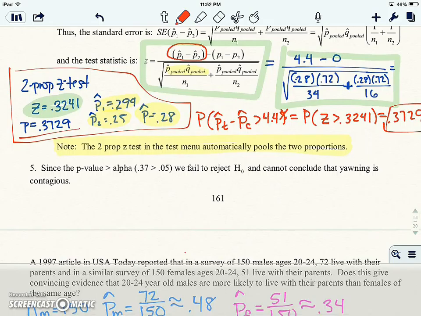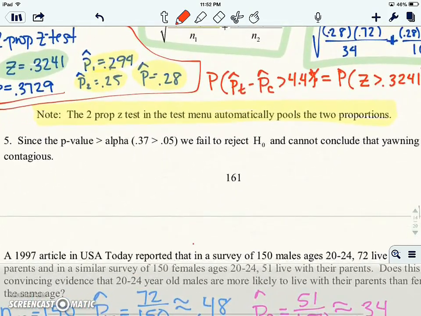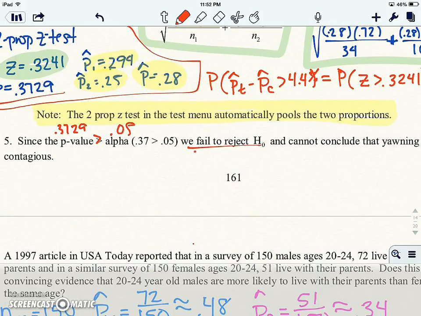And so since that value of 37.29% is greater than our alpha level of 0.05, we fail to reject and cannot conclude that yawning is contagious. Now, I swear I have read somewhere that it is. If I see it on TV, I yawn, but statistically, this sample was not good enough to convince me. Maybe they need to do it again and again.